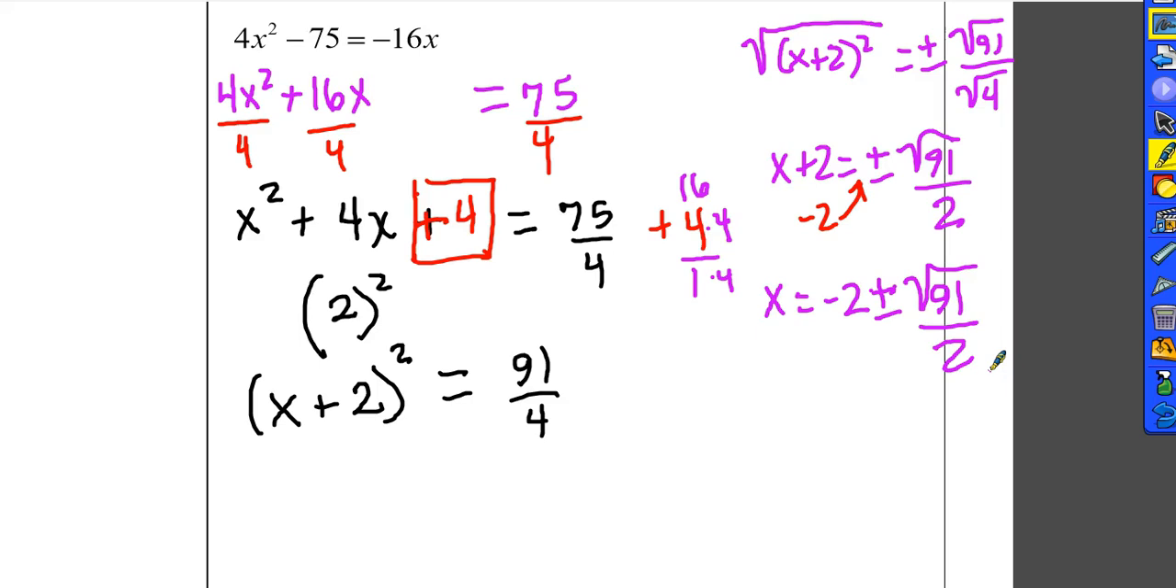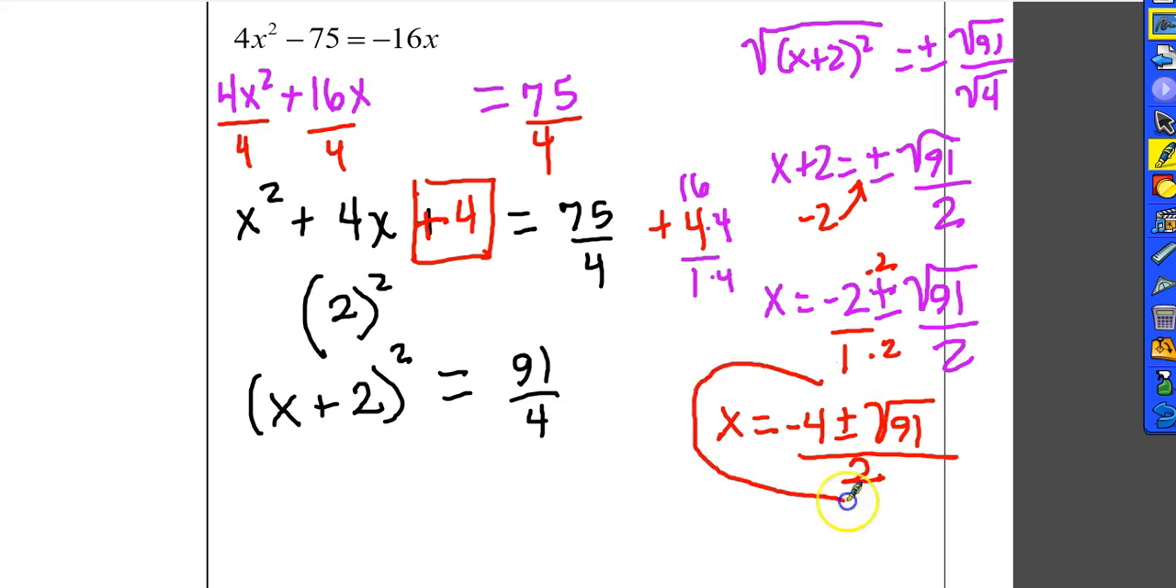So it's not technically wrong, but it's not the proper way to write the final answer. So what we have to do is give these common denominators. So that's frustrating, and you will have to do that today. So we're going to make them both have a 2 by multiplying your negative 2 by 2, numerator and denominator, and we get x is equal to negative 4 plus or minus the square root of 91 over 2.